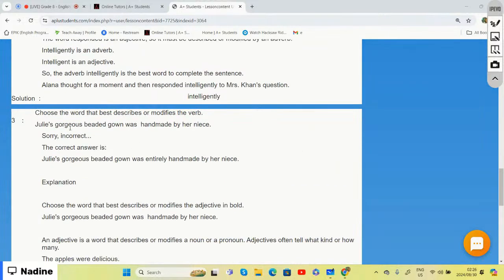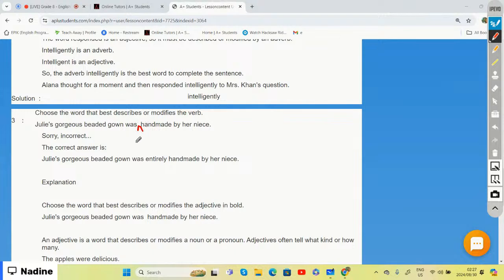All right. Julie's gorgeous beaded gown was handmade by her niece. So we're going to say it was entirely handmade, and this is our adverb. Because if we were to say entire, then that would have been our adjective, right?